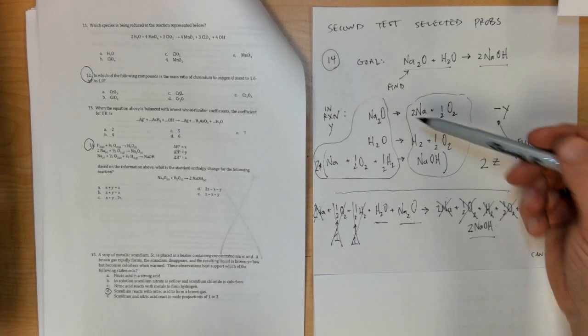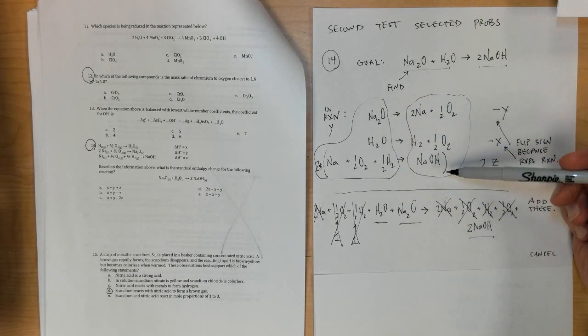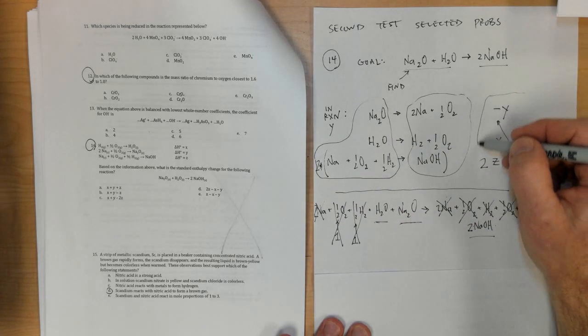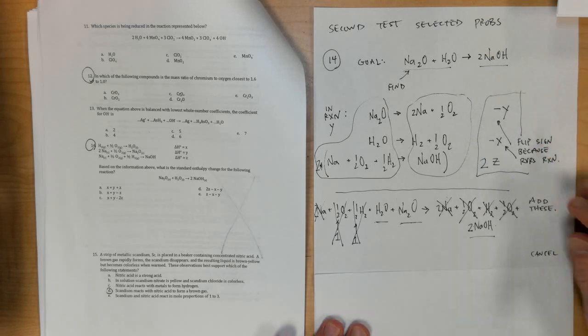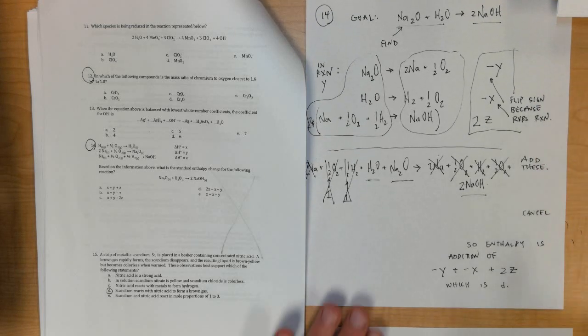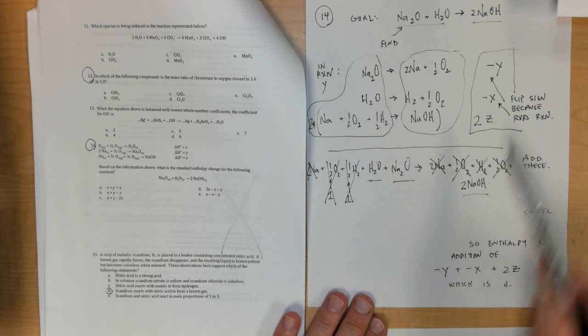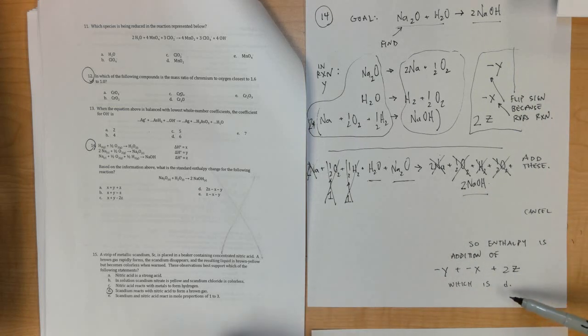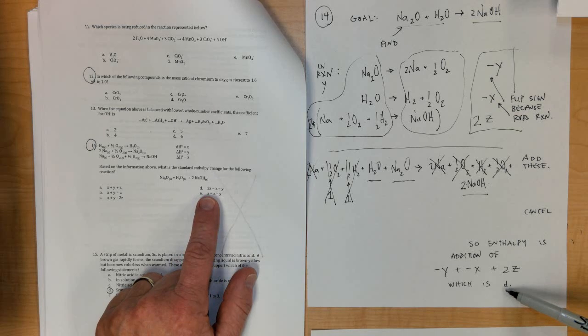Since I've proven that I can add these reactions this way by manipulating them and canceling species that are the same on both sides, I can now take these three enthalpies and add those together. So the enthalpy of the reaction is the negative Y plus the negative X plus the 2Z, and this turns out to be answer D right here.